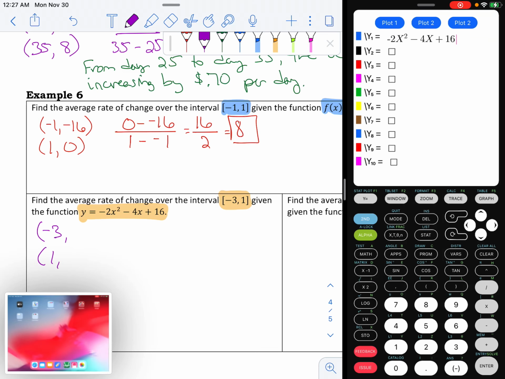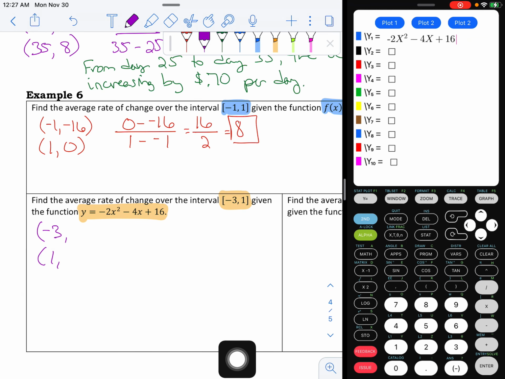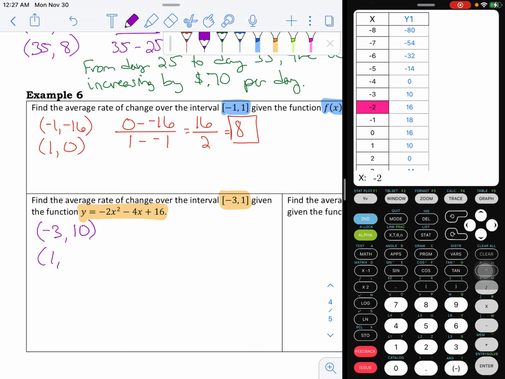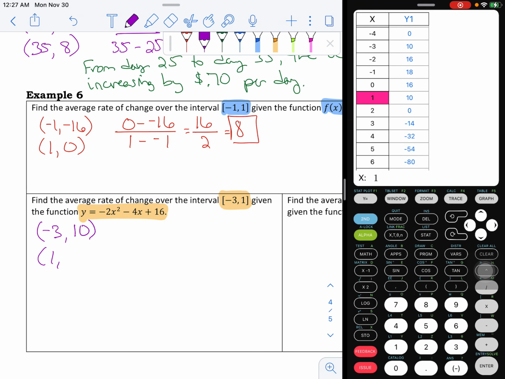Sorry about that. Wow, everything's just closing and shutting, and I'm having weird things happen. Okay, let's try this again. So I'm going to hit second and then graph to get to the table of values. I think I somehow managed to take a screenshot of what was going on here. That's all right. All right, so -3 and 10, and then +1 and 10 are my two ordered pairs.